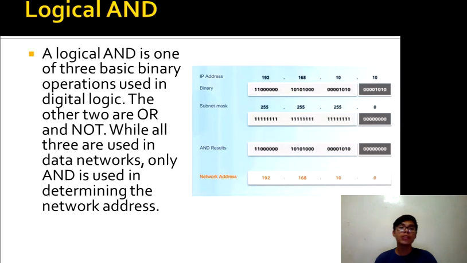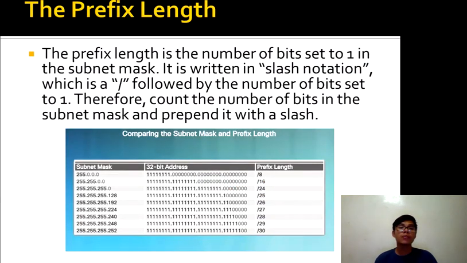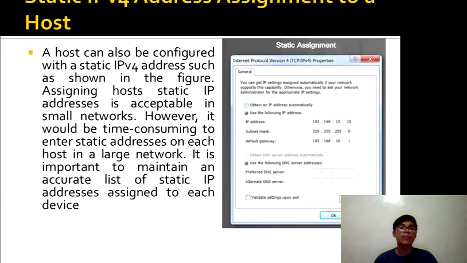Logical AND. The logical AND is one of the 3 basic operations used in digital logic. The other 2 are OR and NOT. While all 3 are used in data networks, only AND is used in determining the network address. The prefix length. The prefix length is the number of bits set to 1 in the subnet mask. It is written in slash notation, followed by the number of bits set to 1. Therefore, count the number of bits in the subnet mask and prepend it with a slash.